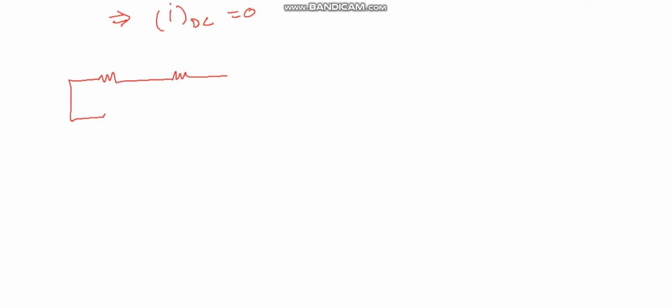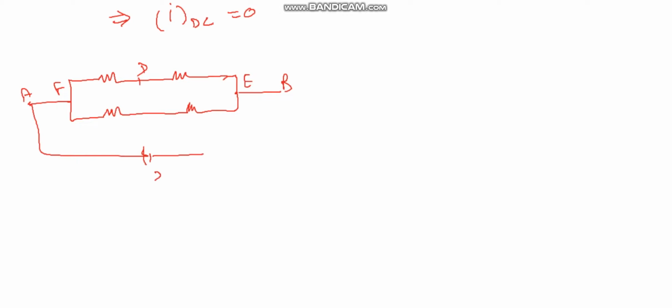So the equivalent network diagram can be redrawn like this. This is point A, this is F, this is D, this is point E, and this is B, connected across a potential of 2 volts, and this is P, this is Q, this is R, and this is S resistance, and this point is C. So this is the simplified diagram of the above network.